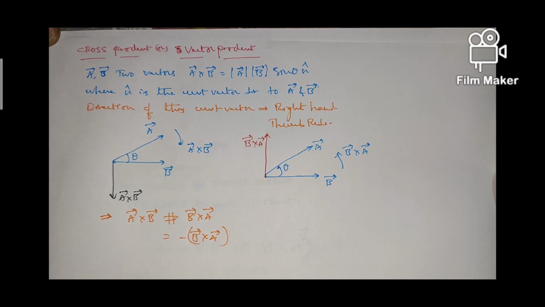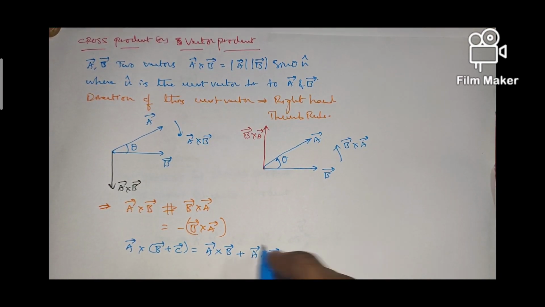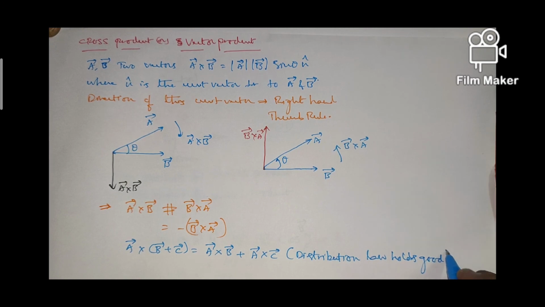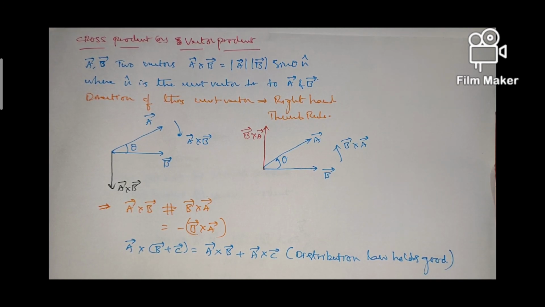And if you consider the distributive law to the cross product of three vectors in this fashion, A bar cross B bar plus C bar, we get the output as A bar cross B bar plus A bar cross C bar. Hence we say that the distributive law holds good for the vector product of two vectors. This is the introduction that I would like to give here regarding the vector analysis.